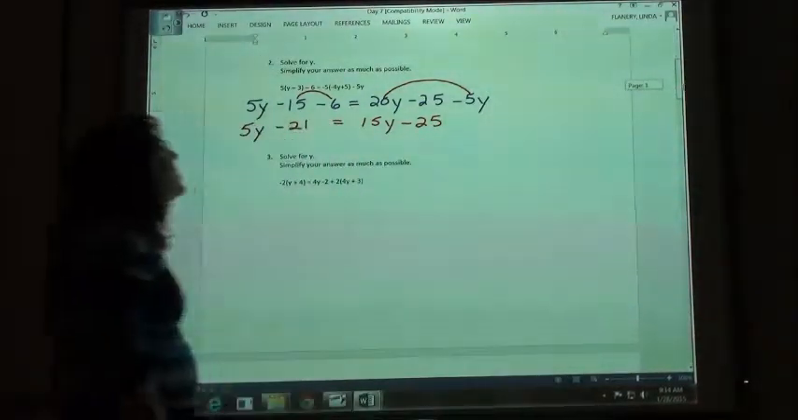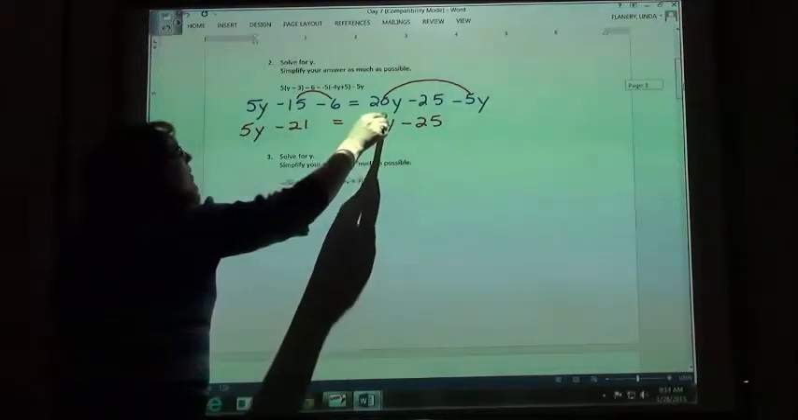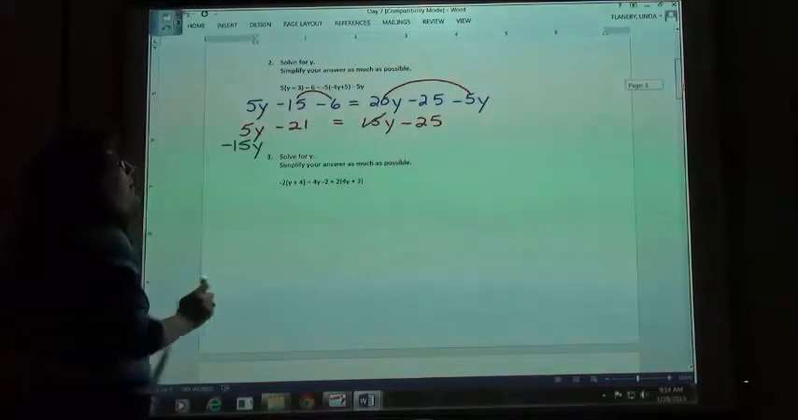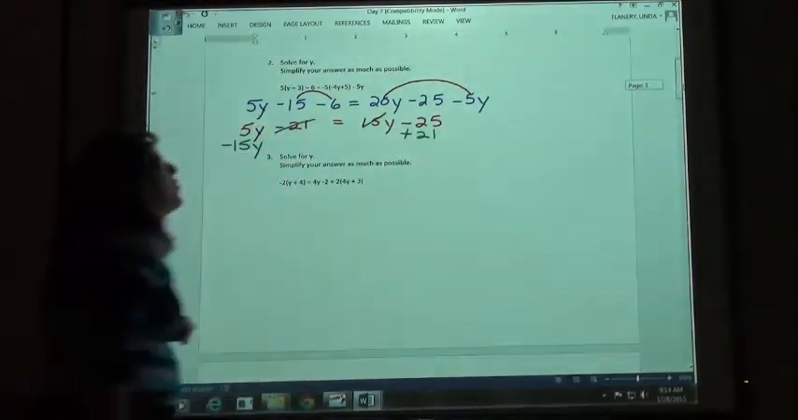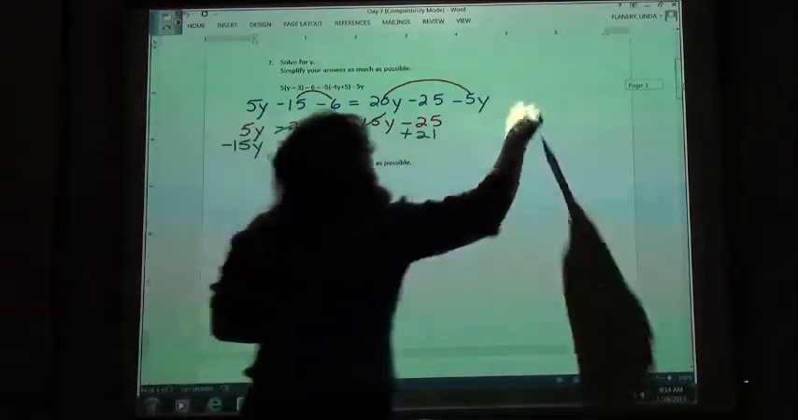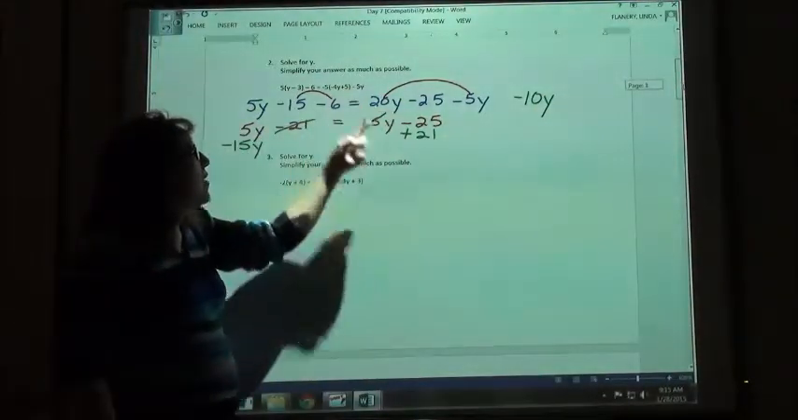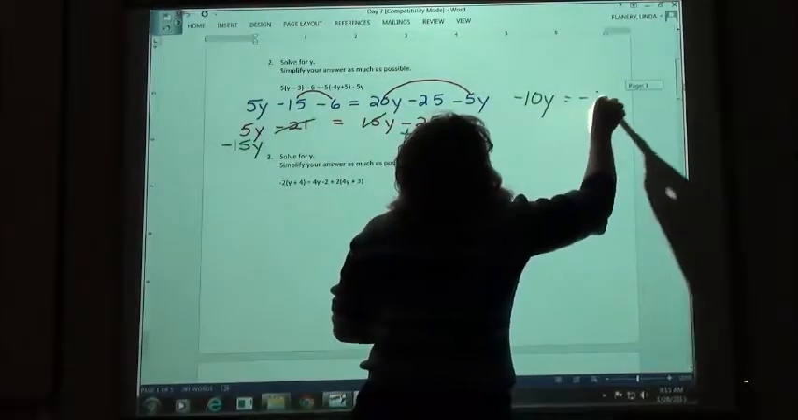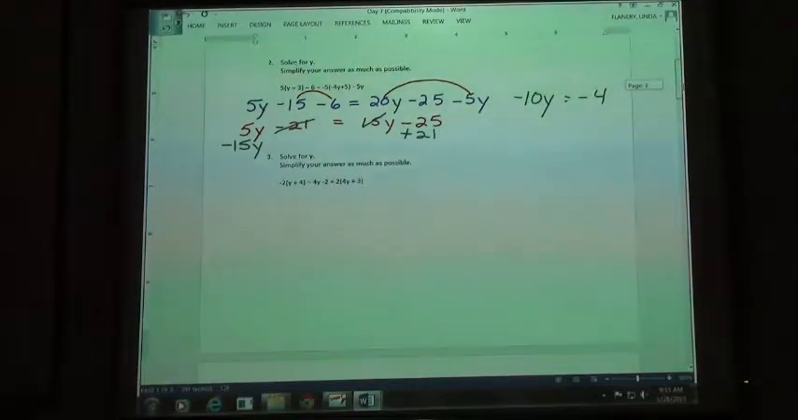My next step, I'm going to put my variables to the left, my numbers to the right by doing the opposite. So since that's a positive 15y, I'm going to subtract 15y. Since this is negative 21, I'm going to add 21. 5 minus 15 would give me negative 10y. And negative 25 plus 21 would be negative 4. So negative 10y equals negative 4.